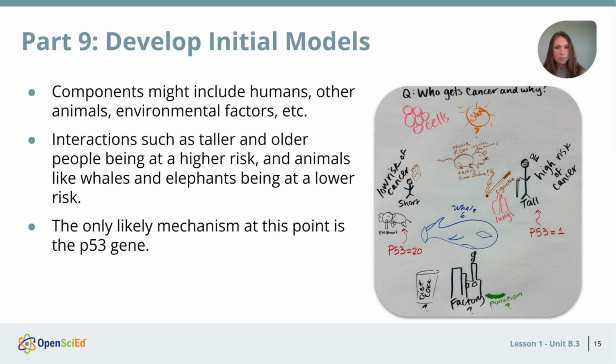As for mechanisms, the only thing students usually identify at this point is P53, though sometimes they identify P53 as a component. That's fine as well. In general, the initial models for this cancer unit tend to look different from previous units' initial models due to the lack of interactions between all of the different components.